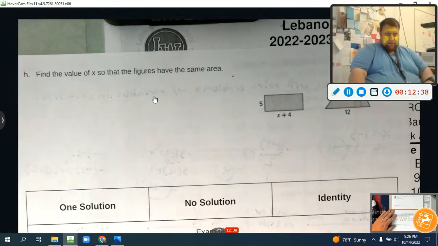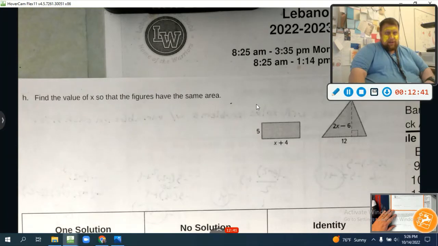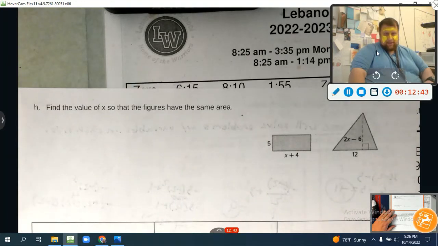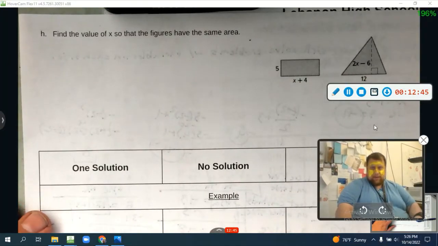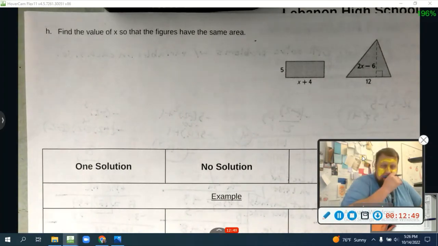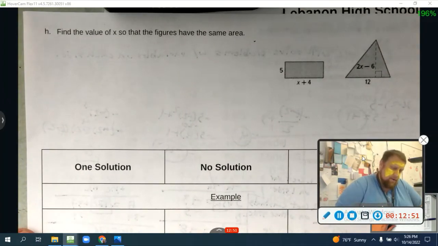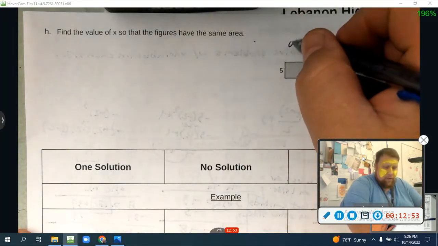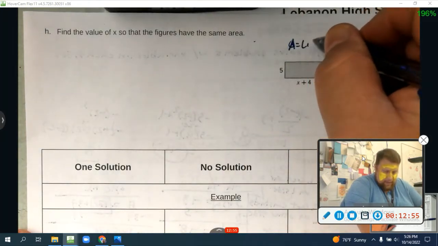Nice little problem up top. Find the values of x. Here, I'm going to actually move this down. Just move me around while I'm doing it. Find the values of x so that the figures have the same area. Okay, well, don't forget, the area of a rectangle is length times width.